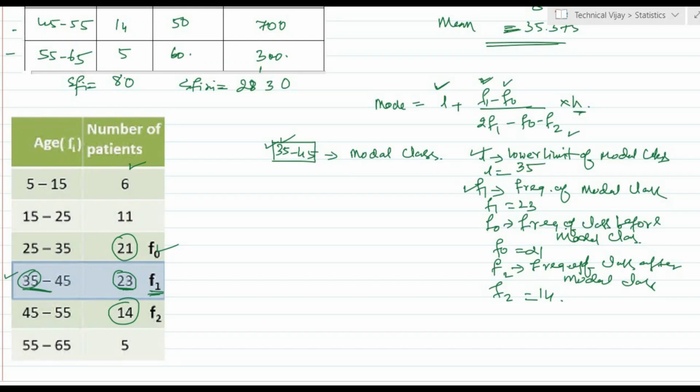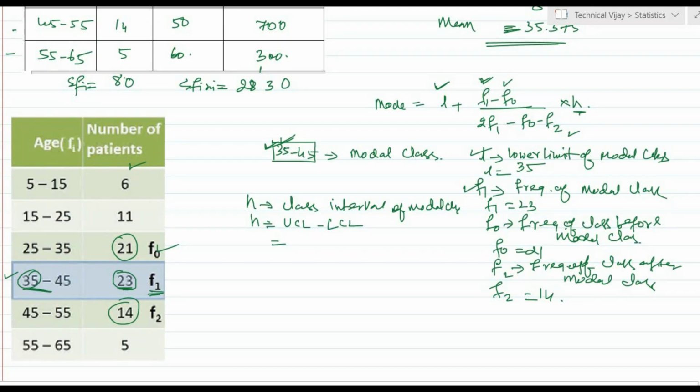H is what we have discussed already. That H is the class interval. H is equal to the upper class limit minus the lower class limit of the modal class. So before finding anything, first we have to find out which is the modal class. The modal class can be found by the maximum frequency. Here 23 is the maximum frequency, so hence it is the modal class.